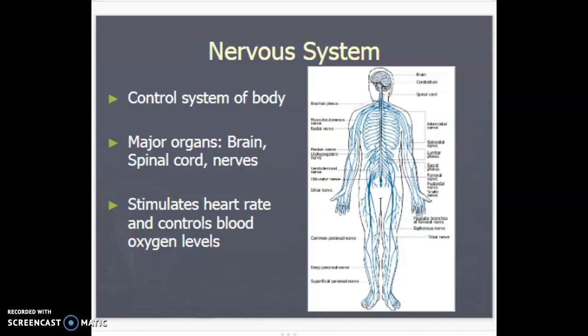Your nervous system controls all of your body. It consists of your brain and your spinal cord and the peripheral nerves that extend from the spinal cord. It has many jobs, but it does stimulate heart rate, controls oxygen levels, just to name a couple.